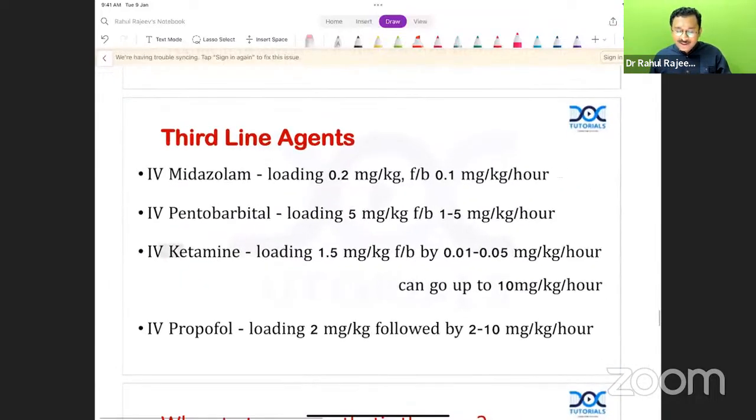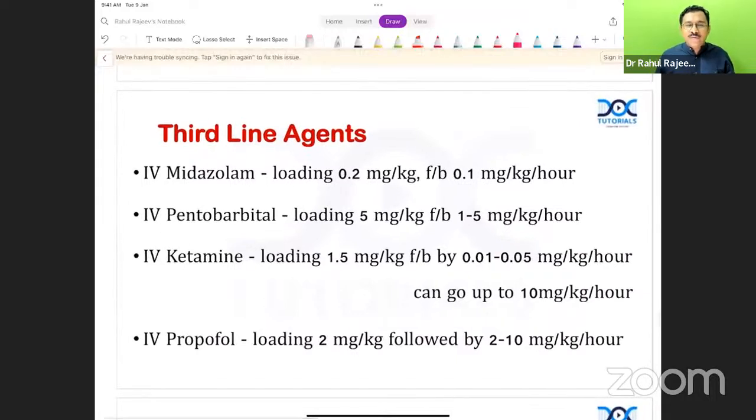Okay, now what are the third line agents? For third line agents, you can go for IV midazolam, IV phenobarbital, IV ketamine, or propofol. Midazolam at a loading dose of 0.2 mg per kg, followed by 0.1 mg per kg per hour. Now, every resident is supposed to know this. You can write it in your book and revise it a few times. At least, when you take an emergency duty, you have got to have a chart of the status epilepticus management in case you're not able to remember. This is very, very important because you cannot underdose the patient.